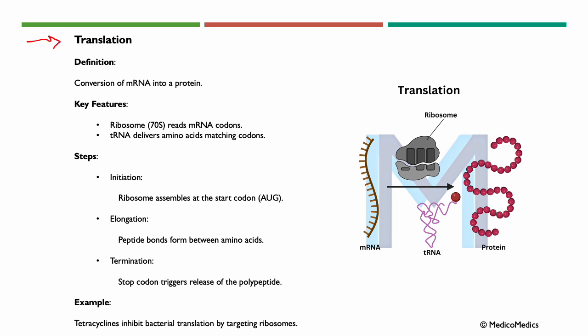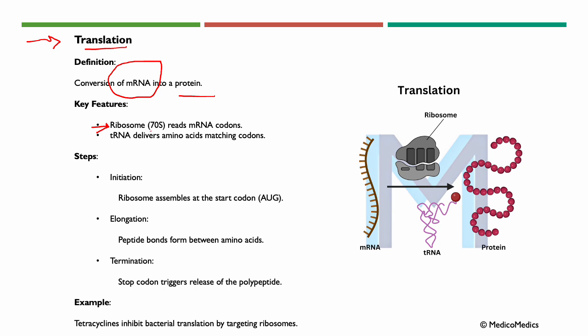Now let's talk about the next step, translation, following from transcription. Translation is the process of converting messenger RNA into a functional protein. And this occurs in the ribosome, where amino acids are assembled in a specific order dictated by the mRNA sequence.